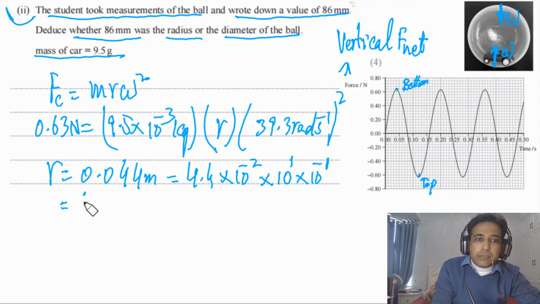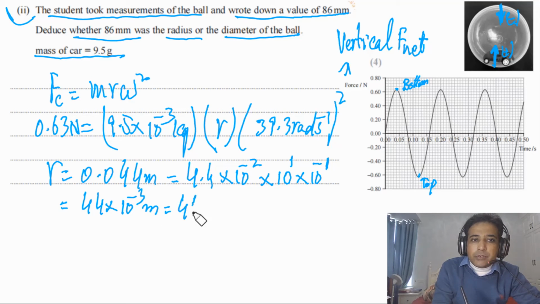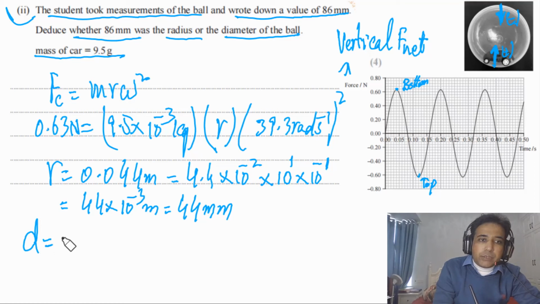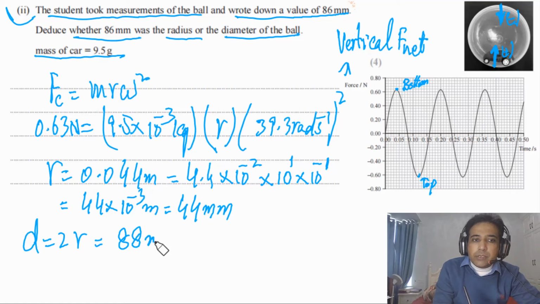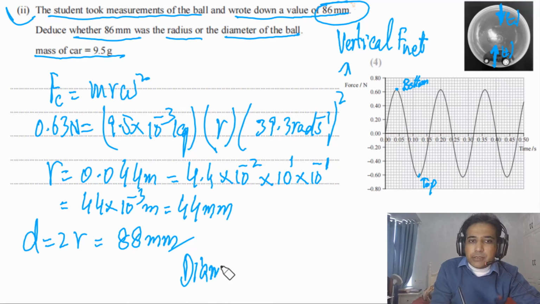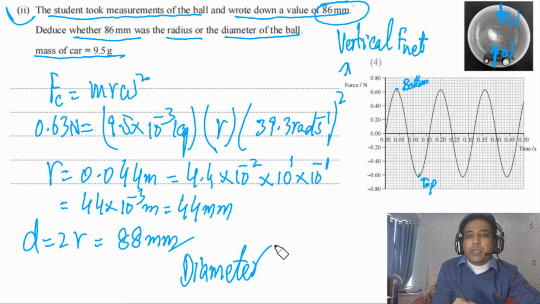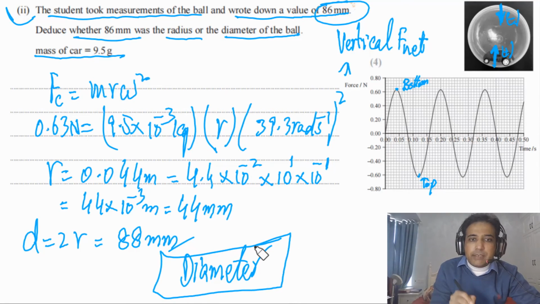Now we can say this is 44 times 10 to minus 3 meters. It means this is equal to 44 millimeters. So diameter, we can say this will be equal to 2 times R, so this will be about 88 millimeters. So it means this is representing diameter, so hence it is diameter. So this is how you can answer this question. So diameter is given to us.